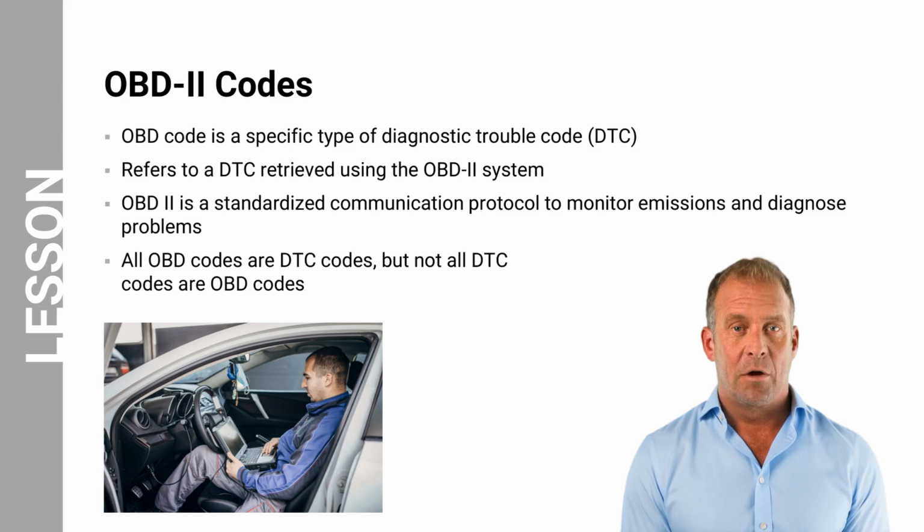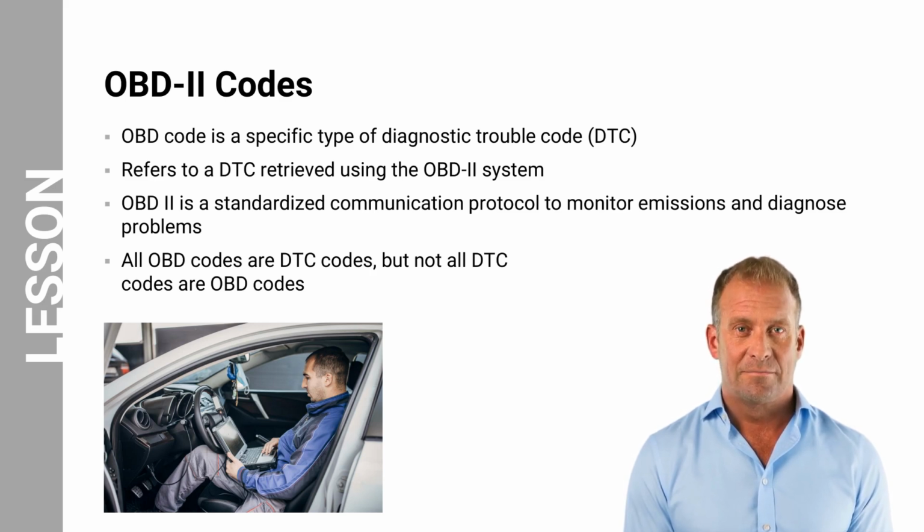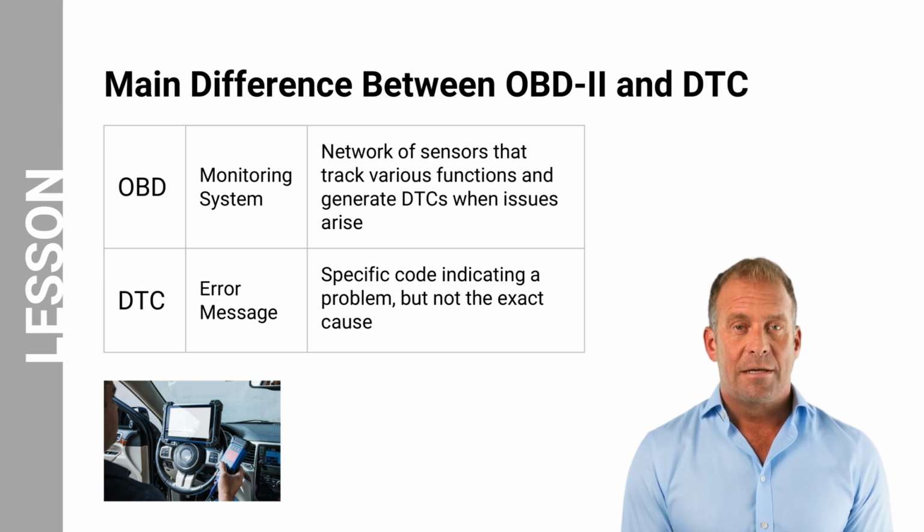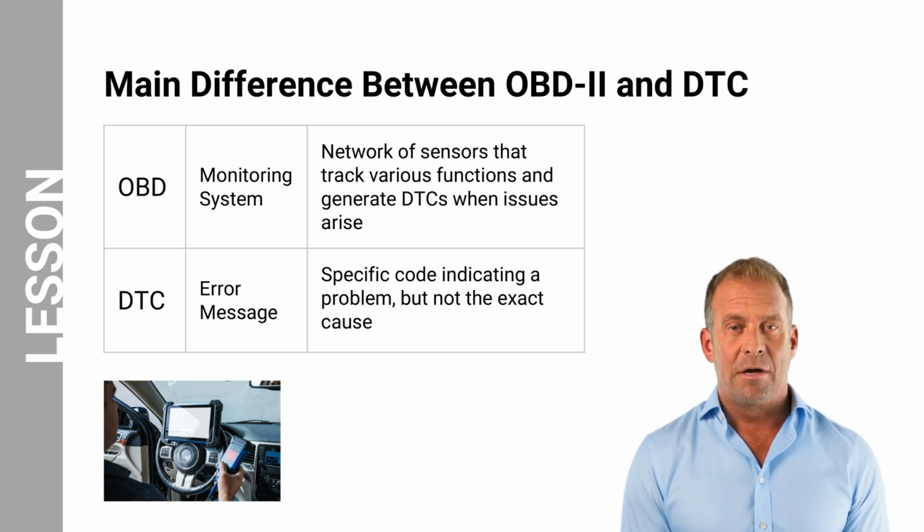Both DTCs and OBD play a crucial role in diagnosing car problems. DTCs provide the specific error message, while OBD2, in applicable vehicles, is the system that generates and manages these codes. OBD is a network of sensors that track various functions and generate DTCs when issues arise, whereas DTC displays a specific code indicating a problem, but not the exact cause.